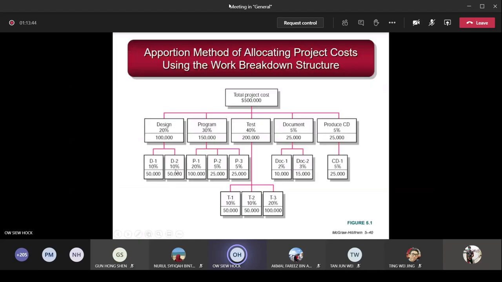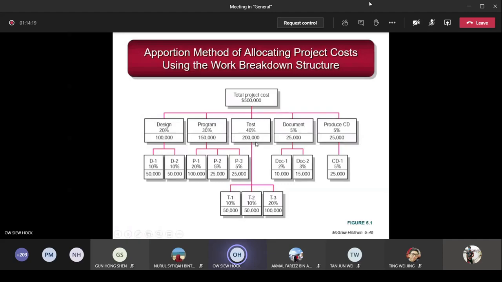Now be careful when you do the calculation. You don't want to take the 10% from here and multiply by this amount. You still take this 10% multiplied by the original amount. Don't go up and multiply 10% with the level above it. It will be incorrect. You have to multiply 10% with the total project cost instead of the level just above, the design 20%. Your value will be incorrect otherwise. So you multiply 10% by the total cost, then it's 50,000 for D1 and also 50,000 for D2. The same goes for, let's say, the program and test.